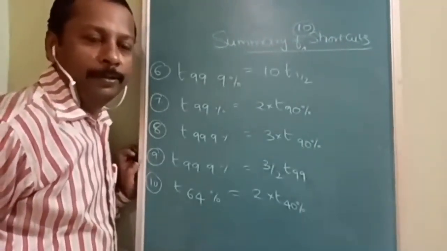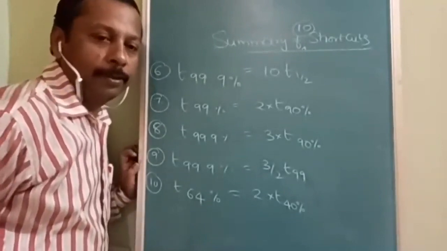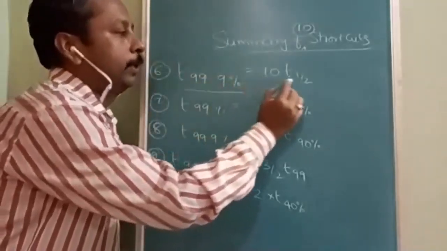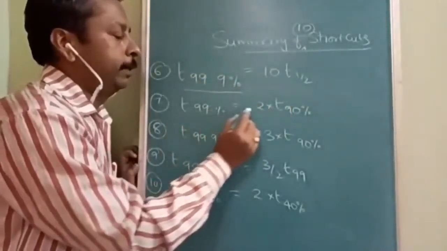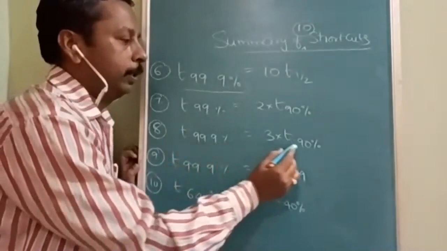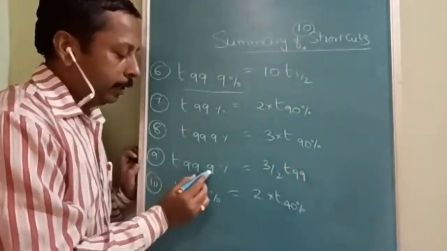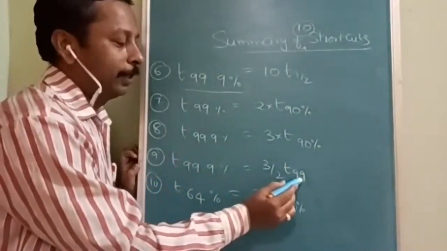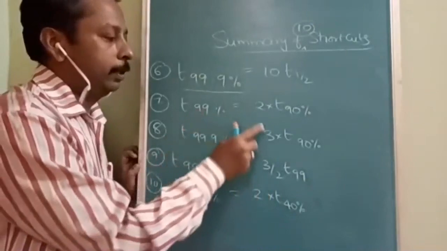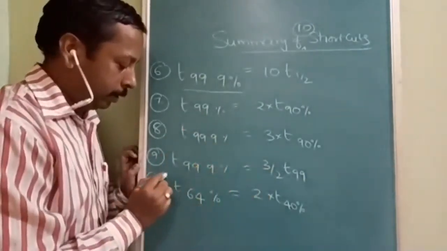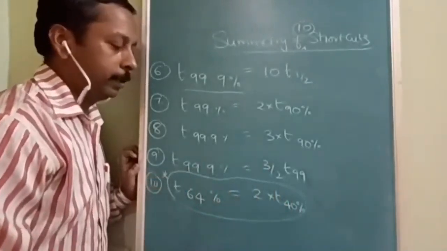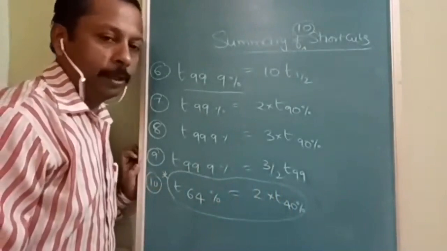Okay. Now we are reaching the 10th shortcut. T99.9% is equal to 10 times of T half. T99% is equal to 2 into T90%. T99.9% is equal to 3 into T90%. T99.9% divided by T99% is equal to 3 by 2. Okay. Just by dividing this, you will get 3 by 2. And this is an entirely different formula, and this time this may come. T64% is equal to T into 40%.